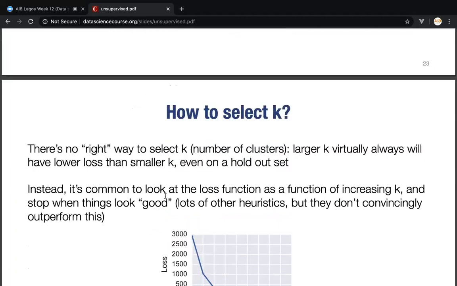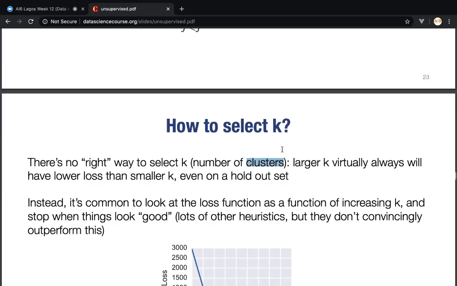Okay, so how do you select K? It says there's no right way to select K, that's the number of clusters. Larger K virtually always will have lower loss than smaller K, even in the hold-out set. So hold-out set means your validation set, right? And the truth is that the number of clusters is actually dependent on the machine learning engineer or whoever is doing the work.